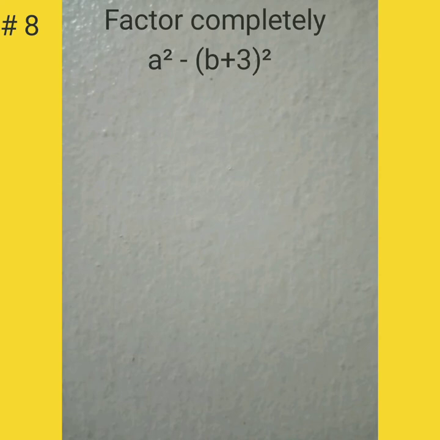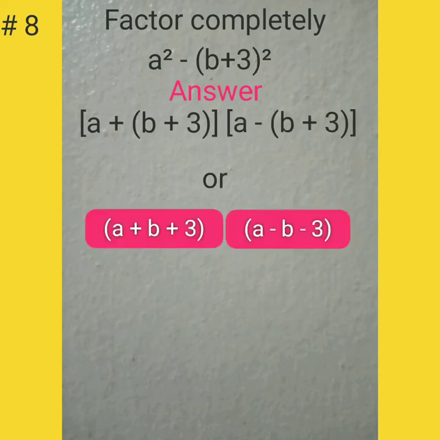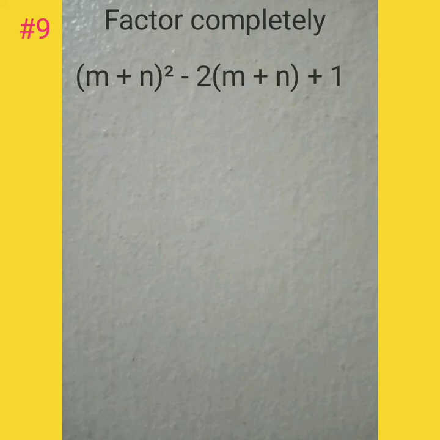Factor completely a squared minus the quantity of b plus 3 squared. Factor completely the quantity of m plus n squared minus 2 times the quantity of m plus n plus 1.